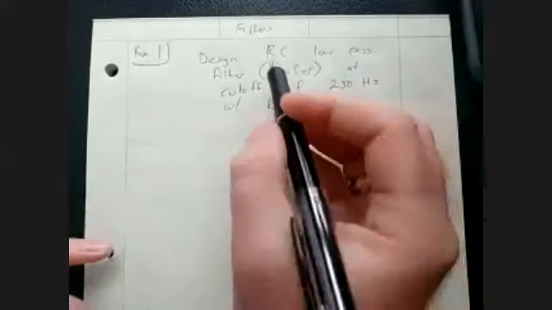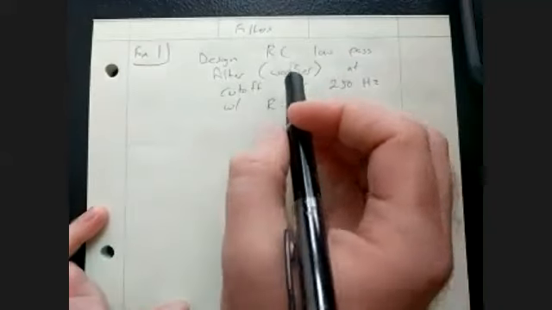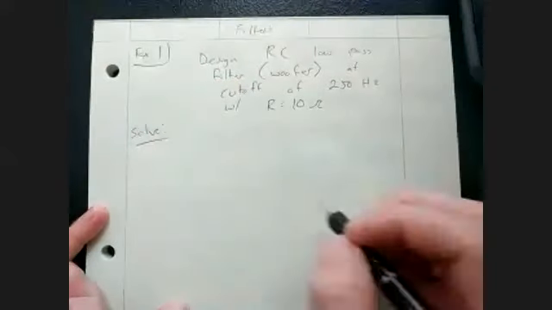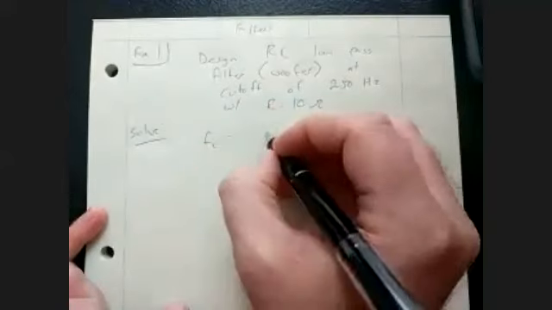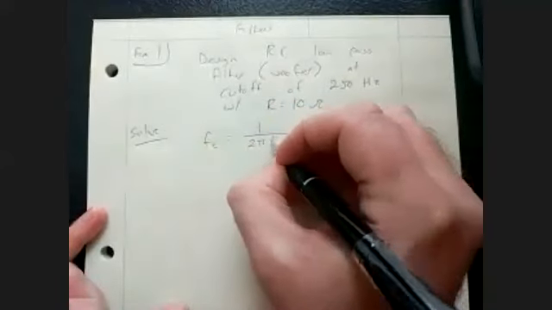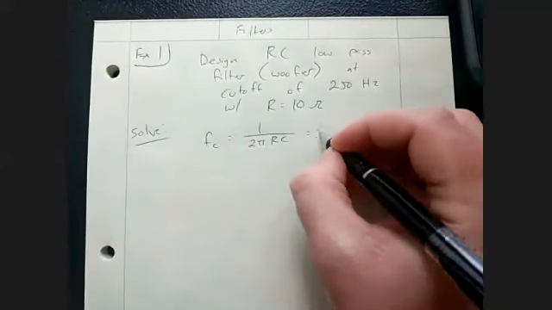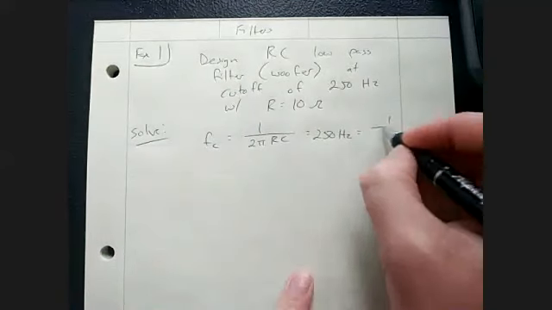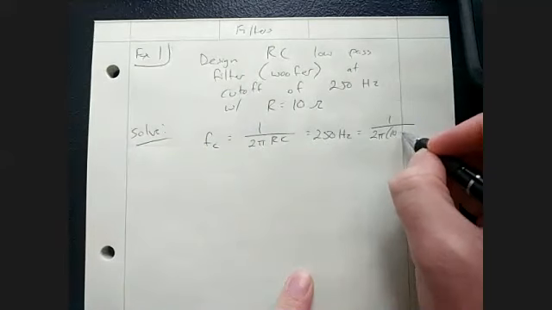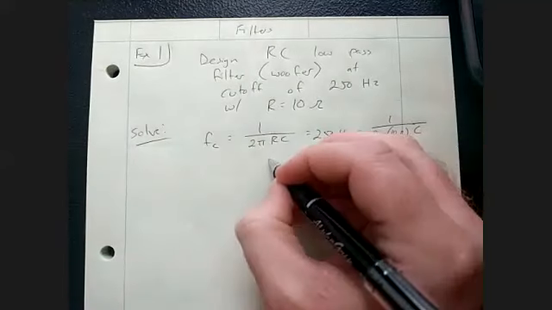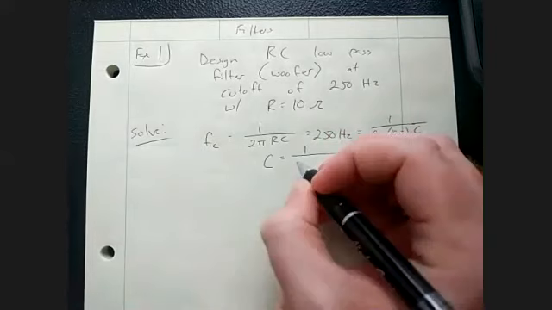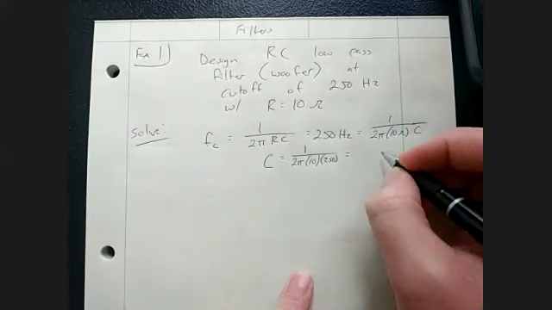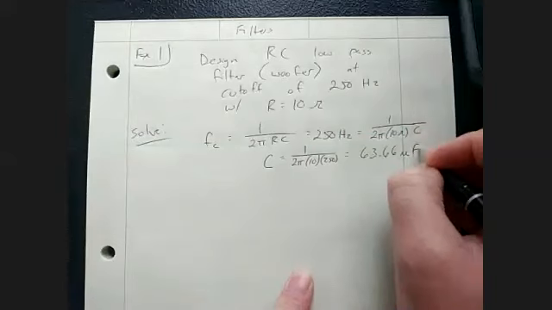So if we know it's an RC, we already have the R. What we're going to design is the C. If we're going to solve this, every equation that you need is on the formula sheet. FC is equal to 1 over 2 pi RC. We know that is 250 hertz because that was the given, the cutoff. 1 over 2 pi, 10 ohms, and we can solve for the capacitance. Rearranging this equation, 2 pi 10, 250, and I get 63.66 microfarads.